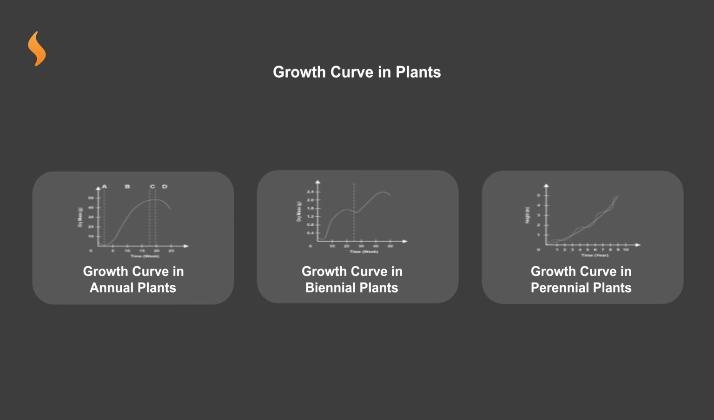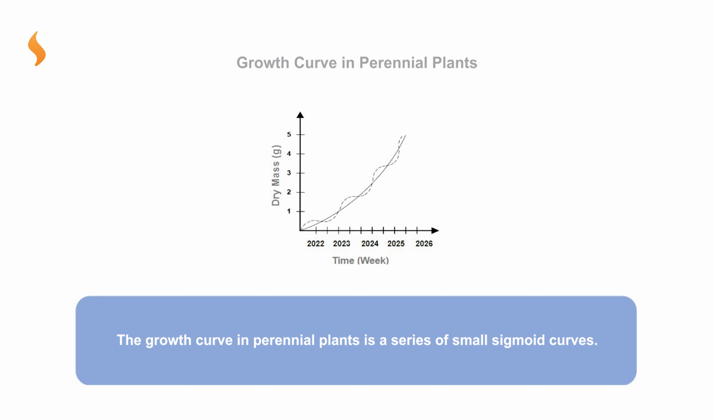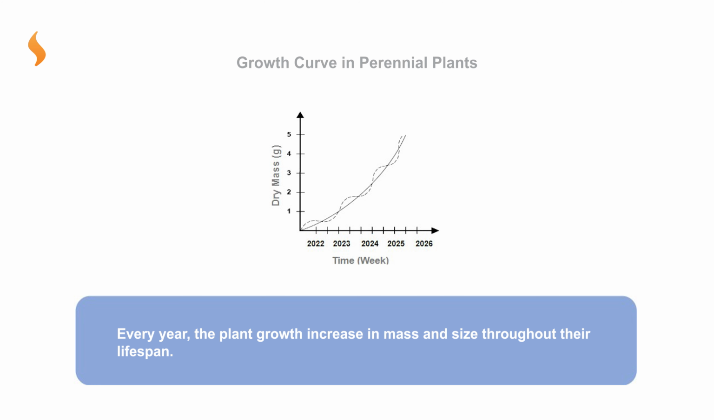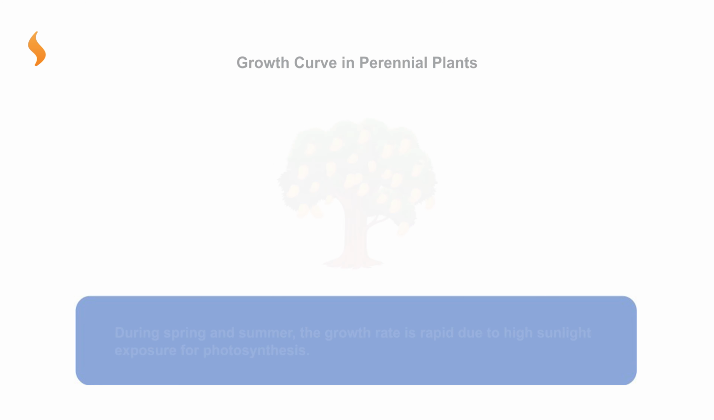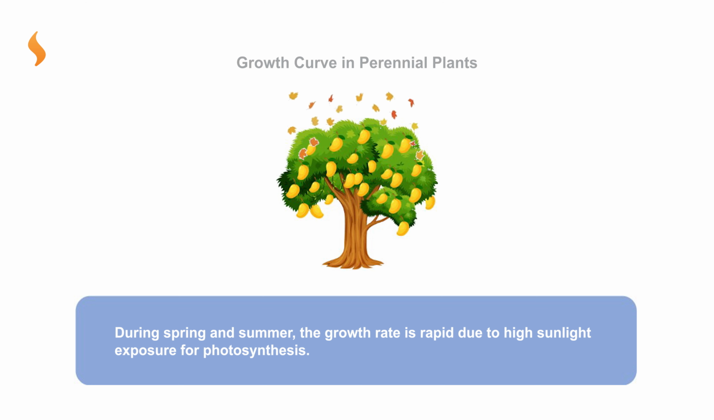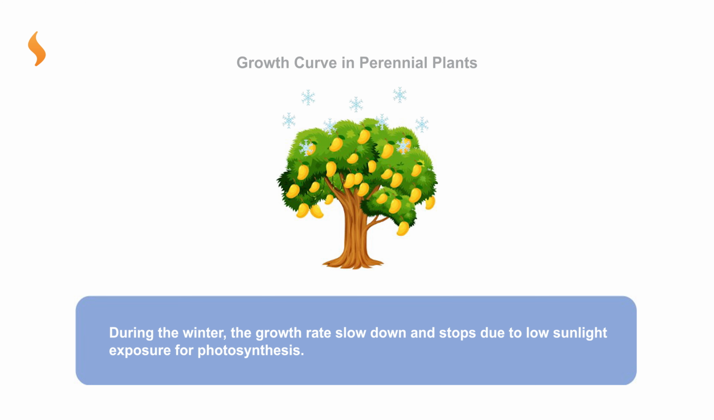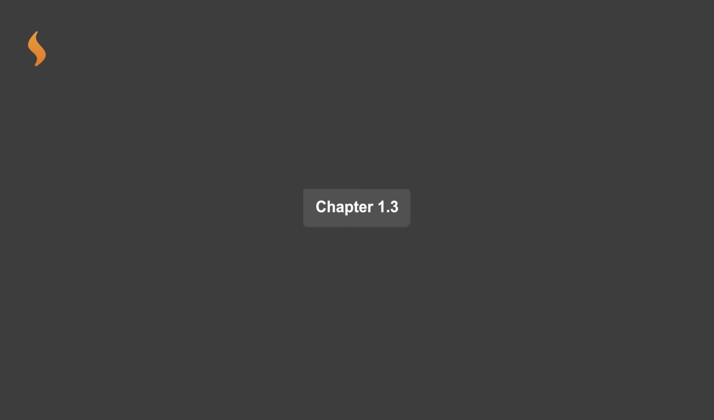Lastly, let's look into the growth curve in perennial plants. The growth curve in perennial plants is a series of small sigmoid curves. Every year, the plant increases in mass and size throughout its lifespan. During spring and summer, the growth rate is rapid due to high sunlight exposure for photosynthesis. During the winter, the growth rate slows down and stops due to low sunlight exposure for photosynthesis. This is the end of Chapter 1.3, Growth Curve.